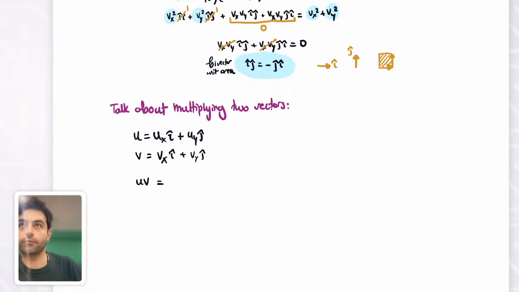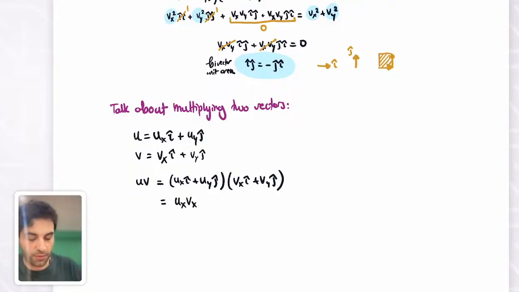uv, when I multiply two vectors by each other, I'm going to get ux i plus uy j multiplied by vx i plus vy j. Cool? So if we expand these brackets, what are we going to get? ux vx ii, which we know is just 1. But let me make a little table just so that we're very clear here. I'm going to get the vector i and the vector j, and I'm multiplying them. This is the first one and this is the second one. So i times i is 1, j times j is 1.